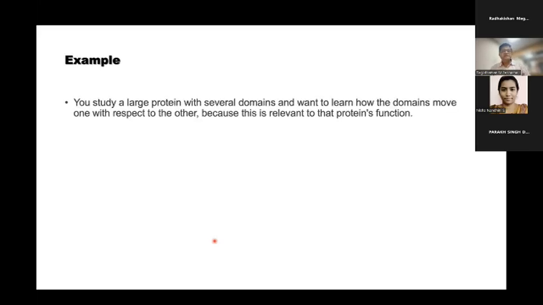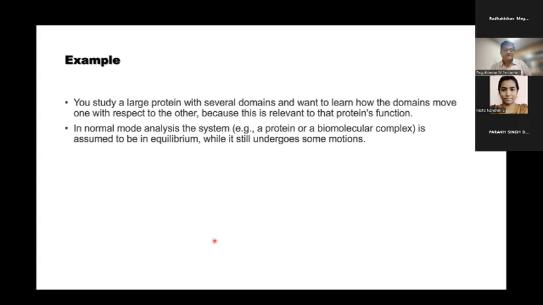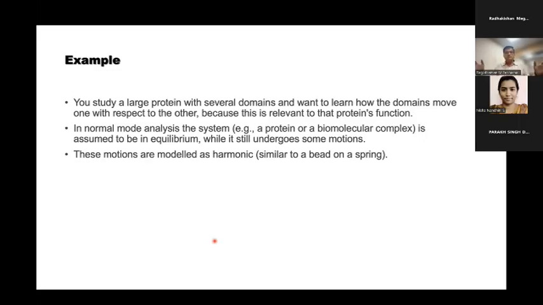For example, you are studying a large protein, there are many domains. You want to learn how the domains move with respect to one another. Okay, it's very difficult to do in MD, but very easy to do in normal mode analysis. Now, in the equilibrium state, the protein moves, opens up, closes, or goes through some motion. That is intrinsically present in the protein.